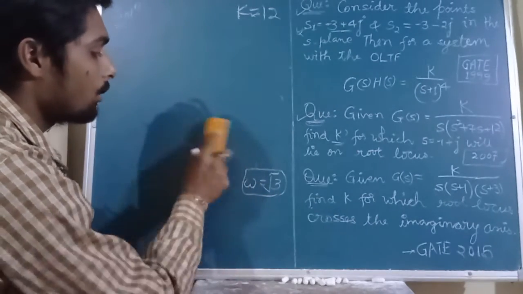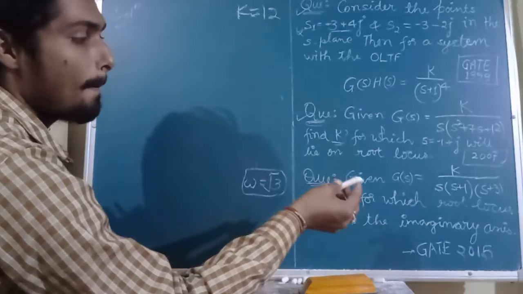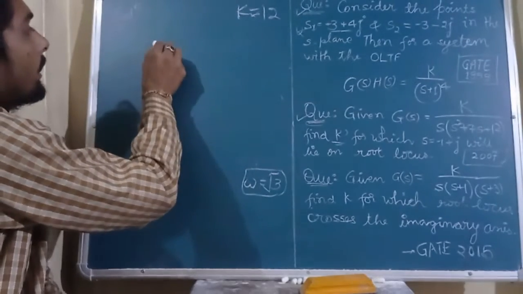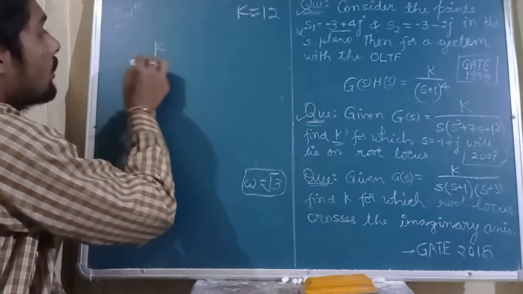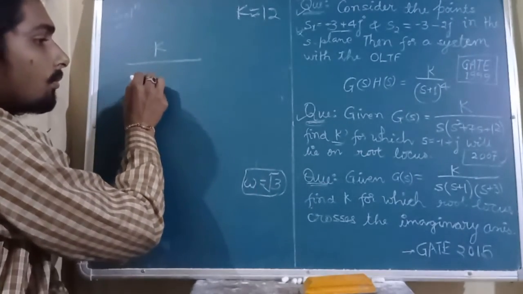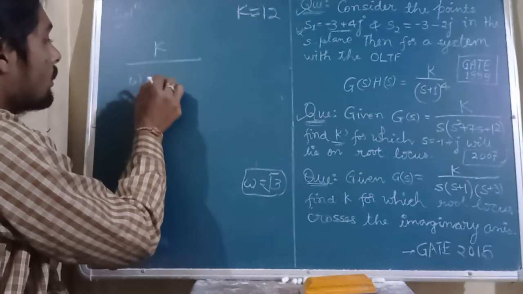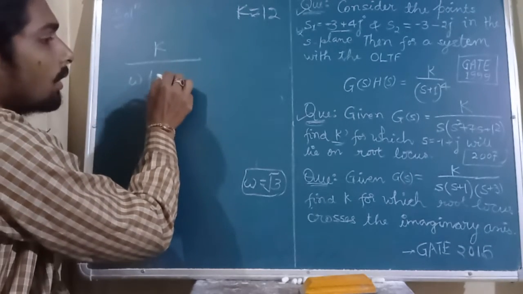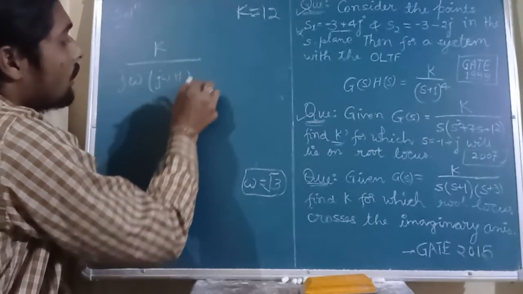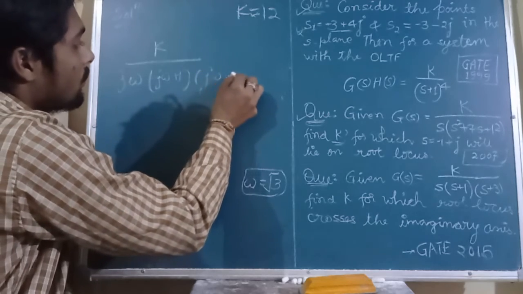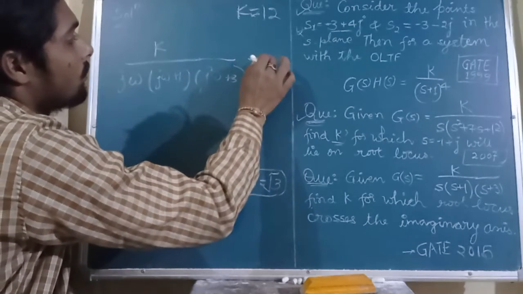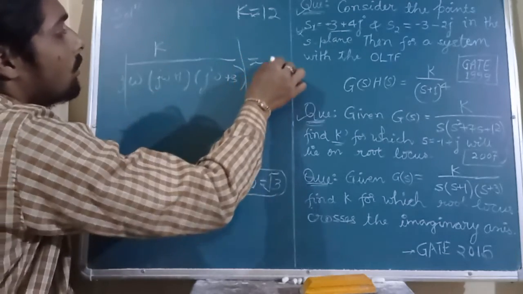Now calculate the value of K. Once we have the point, we know that the magnitude of the open loop transfer function must be 1. So find the magnitude now. K upon s, s will give j omega, that is omega, into what are the points? Note down the points: j omega plus 1, j omega plus 3, right? Now write down the magnitude directly, and it must be equal to 1. All right, the magnitude must be equal to 1.